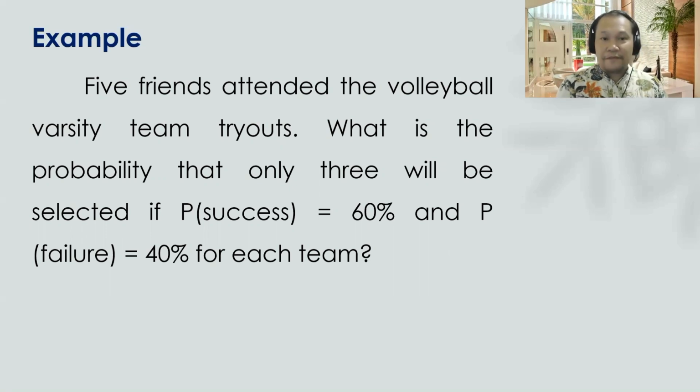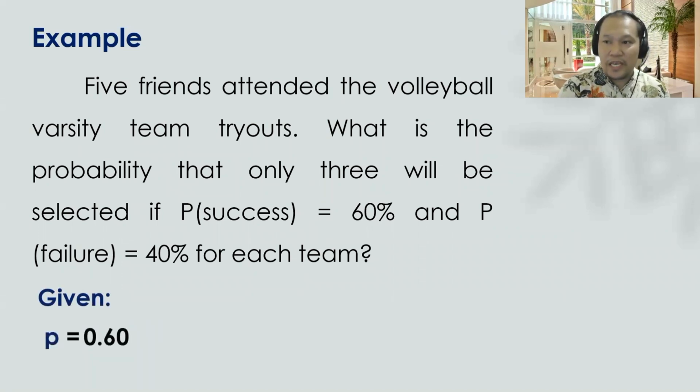I repeat, 5 friends attended the volleyball varsity team tryouts. What is the probability that only 3 will be selected if the probability of success is 60% and the probability of failure is 40% for each team? Now, in this case, we are going to apply the binomial probability distribution to answer the given problem.